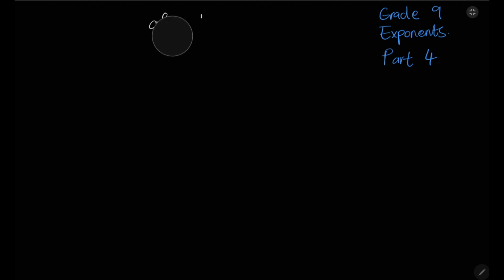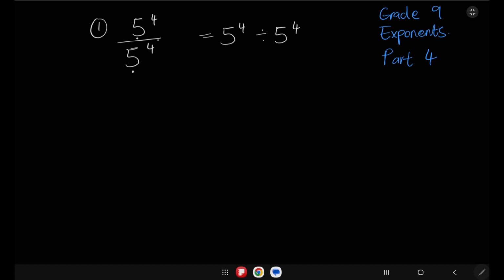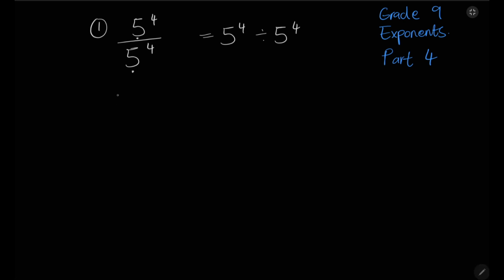Now let's try a few examples. Let's start with the first one. Let's try 5 to the power 4 divided by 5 to the power 4. Do you have the same base? Yes. What do you do to the exponents? You divide because the bases are divided. So this will be 5 to the power 4 minus 4. You subtract the exponents. 4 minus 4 is 0. 5 to the power 0 is 1. Anything raised to the power 0 is 1.